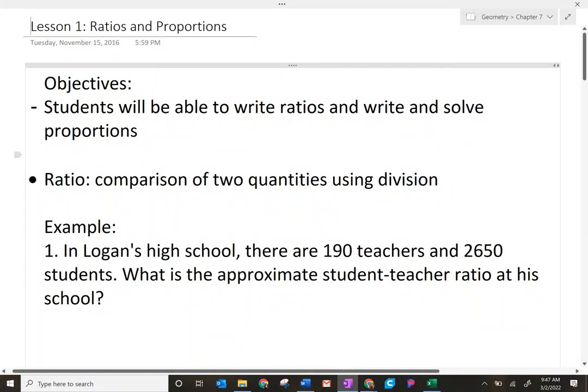So with ratios and proportions, you will be able to write ratios, and then you'll be able to write and solve different proportions. And I do have all the blank notes posted on Google Classroom, so if you need to see them, they are there.